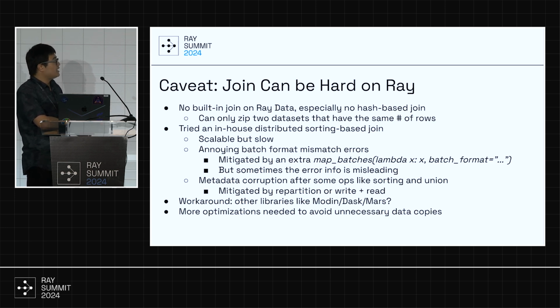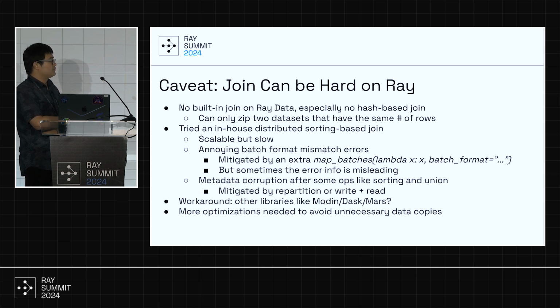And we tried an in-house distributed join implementation. It's scalable. The data size we can handle can be larger than the memory data size, but there are some annoying issues like batch format mismatch errors. We need to manually convert our batch formats. And sometimes we also found the error info is kind of misleading, and we suspect that it's because of metadata corruption.